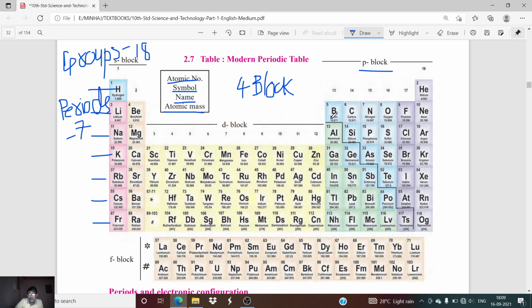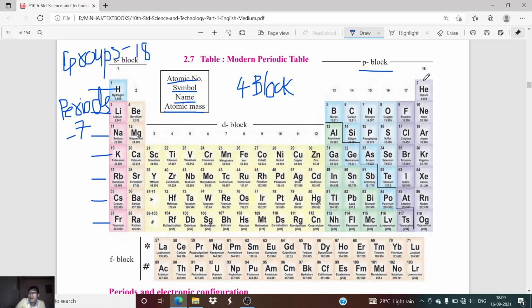So the elements which are along this zigzag line, that is boron, silicon, arsenic, tellurium, then polonium, antimony, germanium, these are metalloids. So what are metalloids? You have been taught about this. Metalloids are nothing but the elements which have the properties of metals as well as non-metals. So any element or substance having the properties of metals as well as non-metals is called a metalloid. These are the metalloids in the modern periodic table.